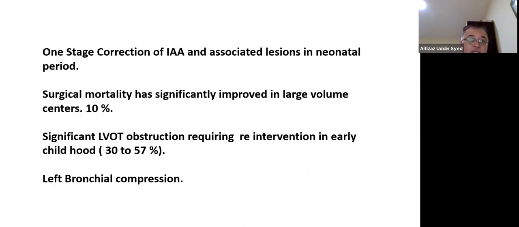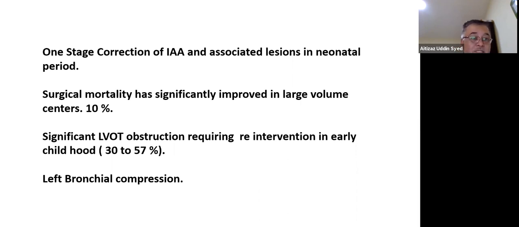How do we repair the interrupted aortic arch? You can do two-stage repairs, or one-stage repair, whatever you call it. But one-stage repair, I think, is the preferred one which is done these days. And the surgical mortality has significantly improved in large volume centers to less than 10%.